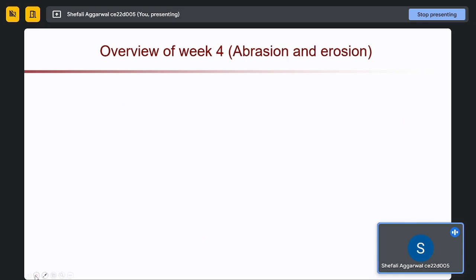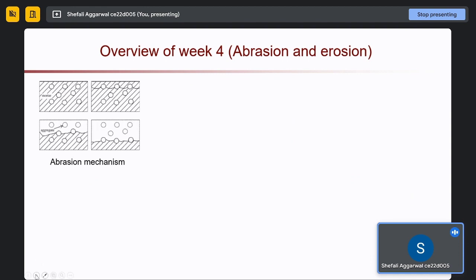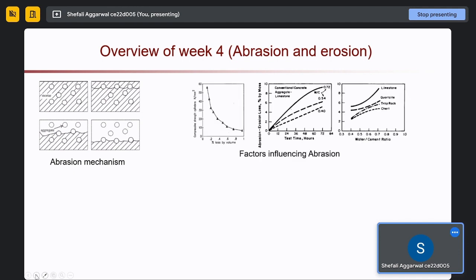Next, you might have studied about abrasion and erosion in concrete. How abrasion takes place is that firstly the top plate surface of the concrete will be removed, and slowly, the more the loading there is, the more the abrasion, the aggregates will start coming out, and then the complete surface of the concrete will be removed.